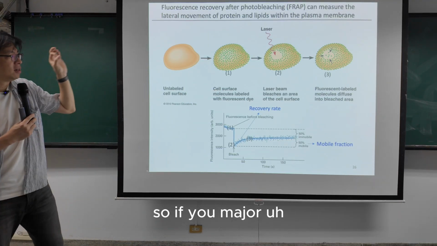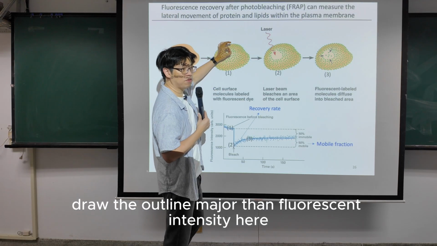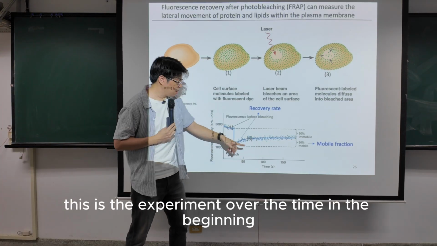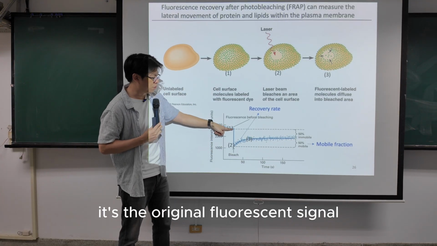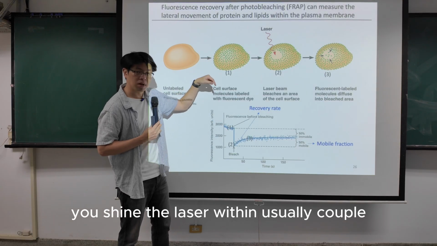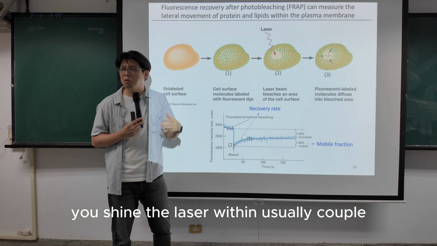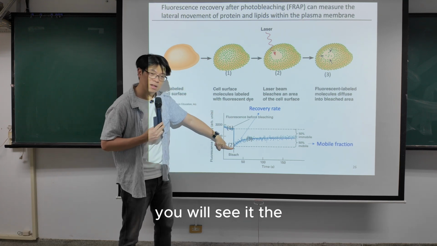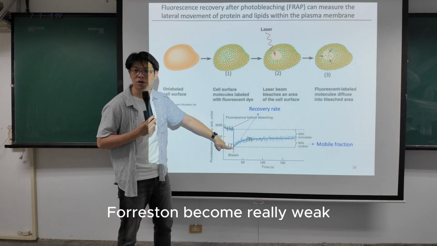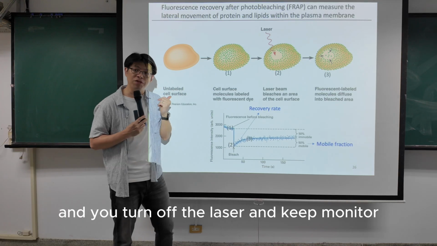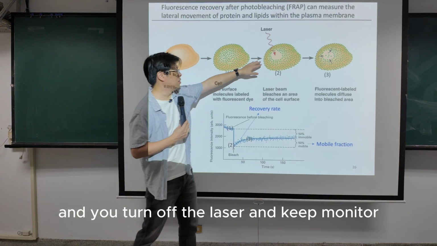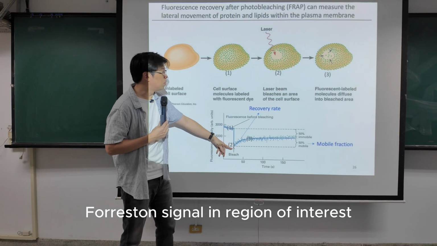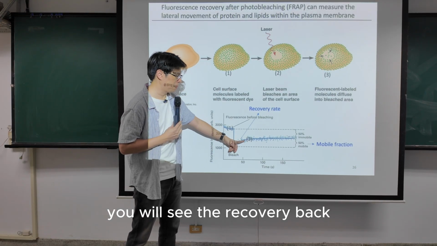So if you draw the outline and measure the fluorescent intensity here, this is the experiment over time. In the beginning, it's the original fluorescent signal. You shine the laser, usually 3 to 10 seconds is enough. You will see it trigger the photobleaching. The fluorescence becomes really weak, and then you turn off the laser and keep monitoring what happens to the fluorescent signal in the region of interest. You will see the recovery.